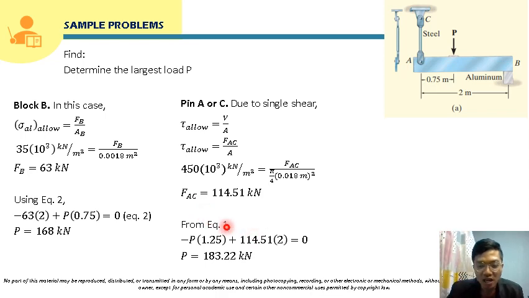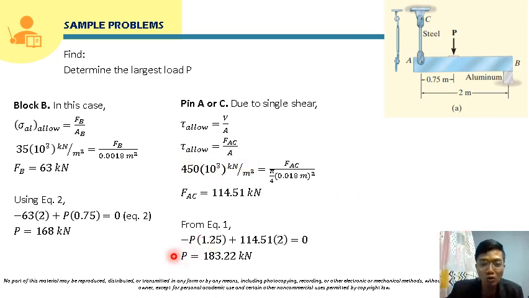If the value of FAC is less than this value and we substitute it here, the allowable shear stress for the pins will not be exceeded, since there will be a smaller value of FAC. On the other hand, if we use this value of P, it passes the requirement that it will not exceed the allowable shear stress for the pin.